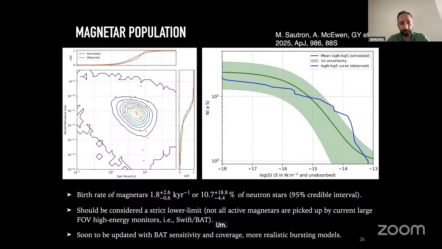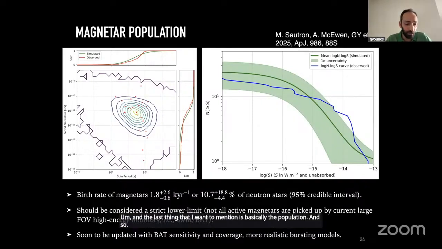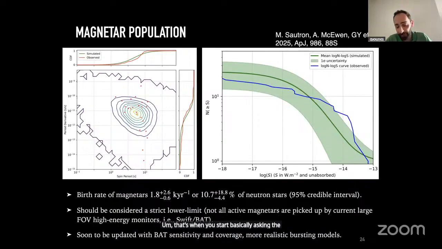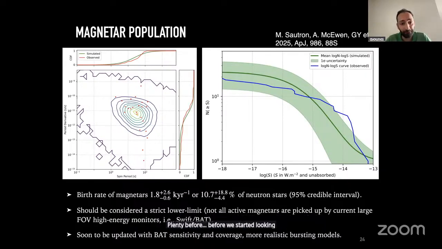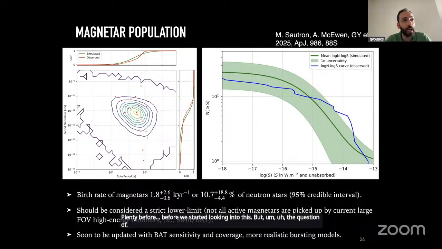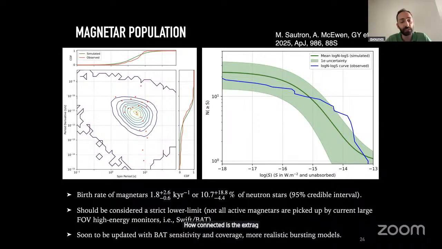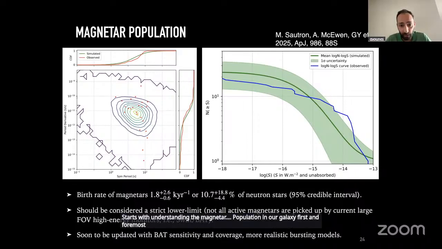And the last thing that I want to mention is basically the population. That's when you start asking the question, and people have looked into this plenty before we started looking into this, of how connected is the extragalactic FRB population to the magnetar population in the galaxy, and that starts with understanding the magnetar population in our galaxy first and foremost. This has been done slightly before, but never really involved starting to constrain the population from an observational perspective. And we set out to do that.